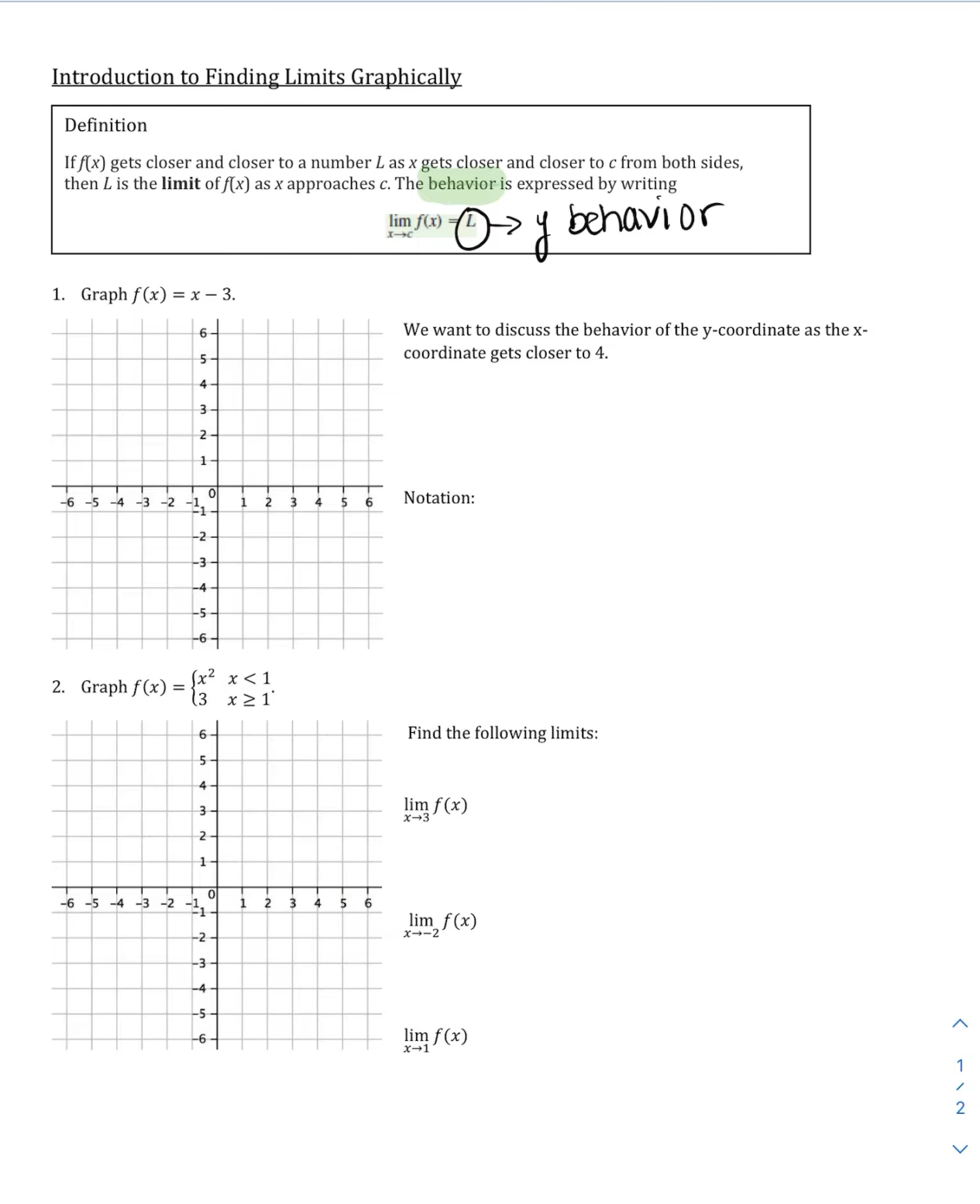So we're going to have two different graphs. The first one is going to be a very easy graph, which is a graph of a line. So we're going to graph f of x is equal to x minus 3, which is also y is equal to x minus 3, which means that it has a y-intercept of negative 3, and it has a slope of 1. So up 1 over 1.